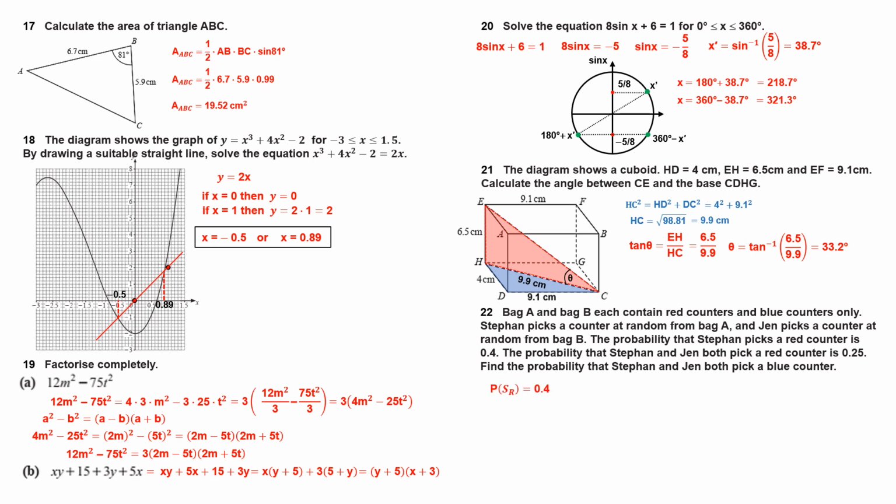The problem provides the probability that Stefan picks a red counter, as well as the probability that both Stefan and Jan pick a red counter together. To start, remember that the probability of two independent events occurring simultaneously is calculated by multiplying their probabilities. Since Stefan's and Jan's picks are independent, the joint probability of both of them picking a red counter is the product of their probabilities, which allows you to find the probability of Jan picking a red counter.